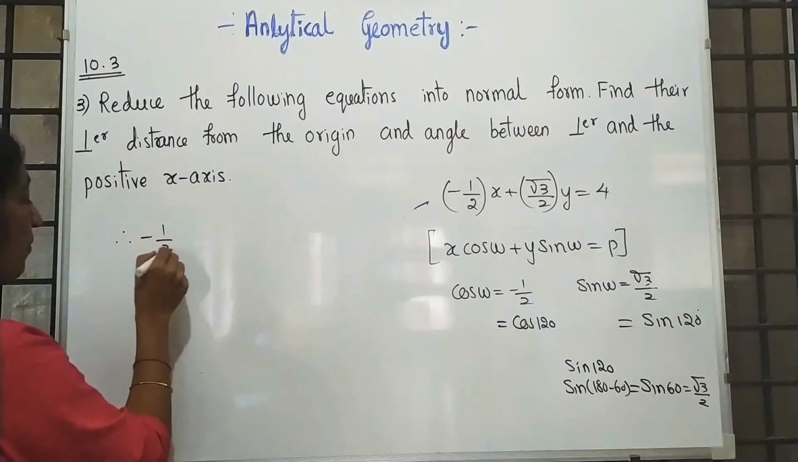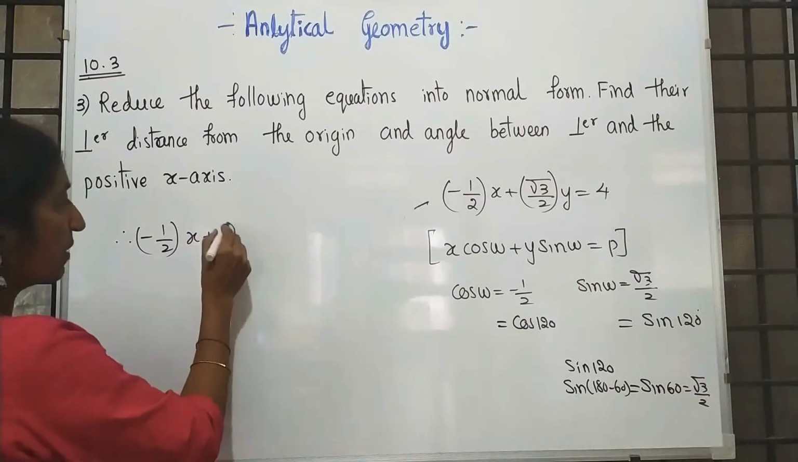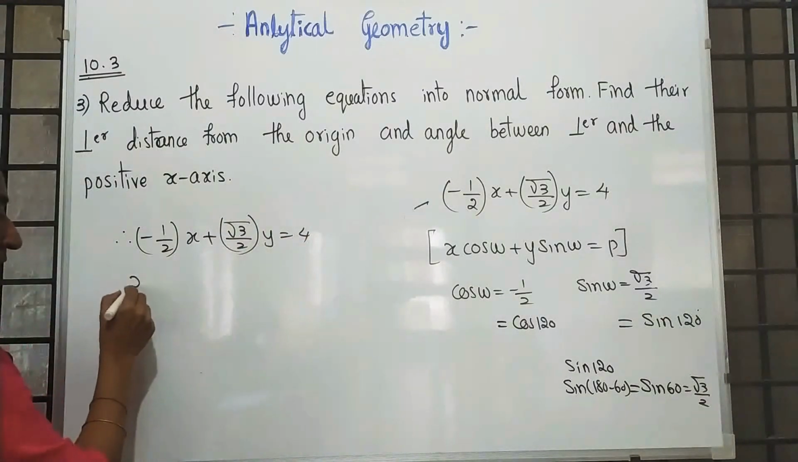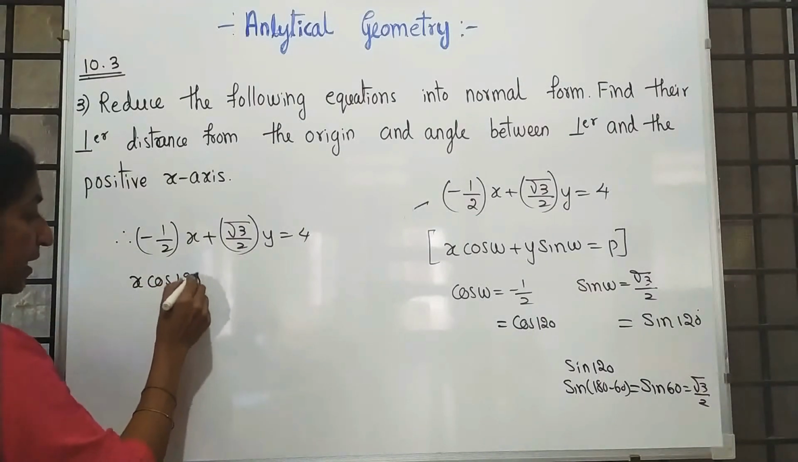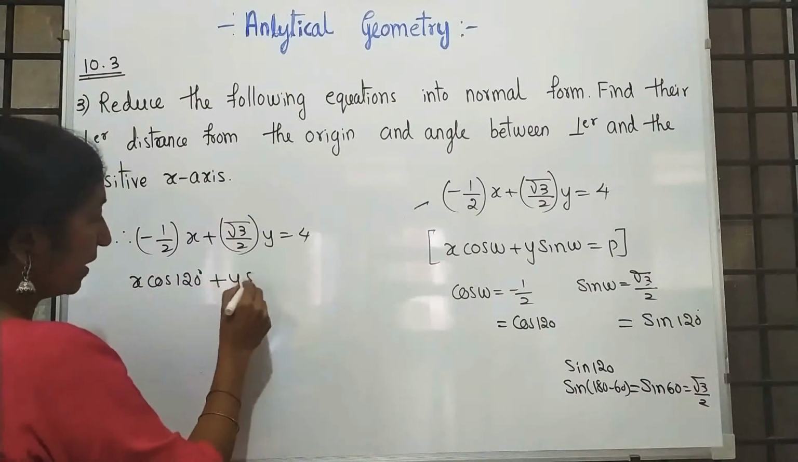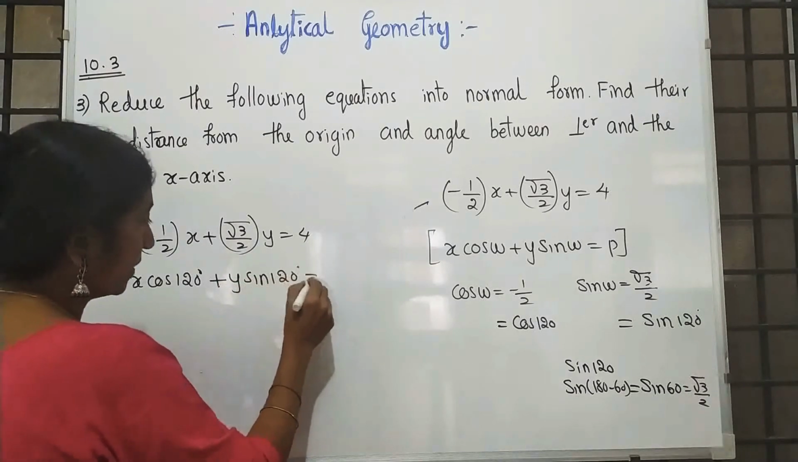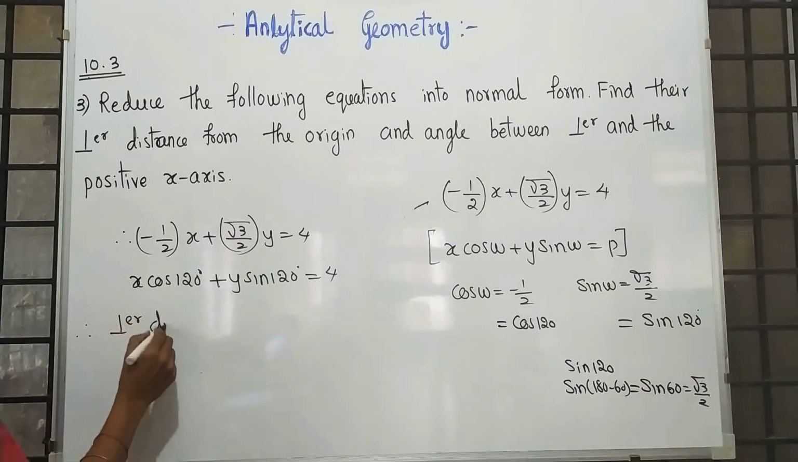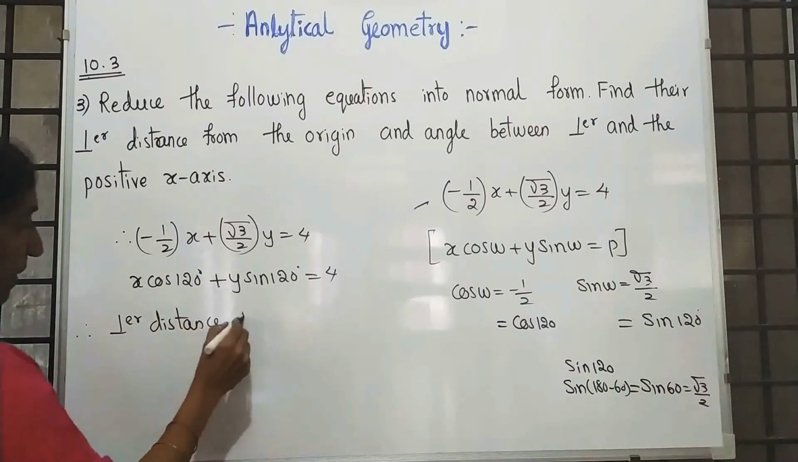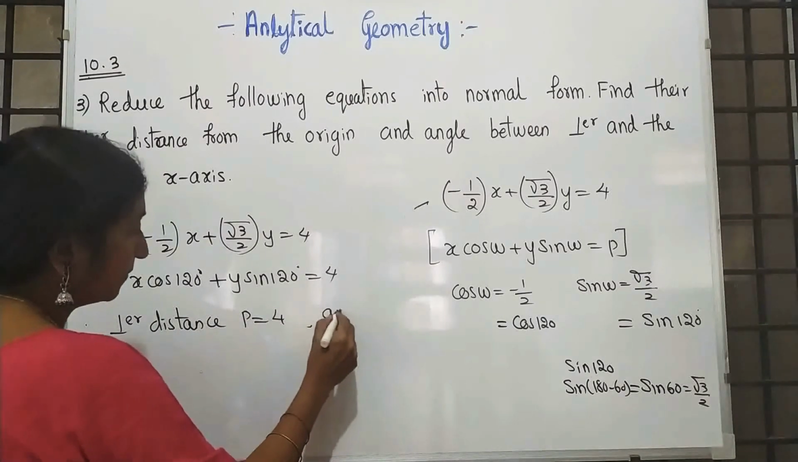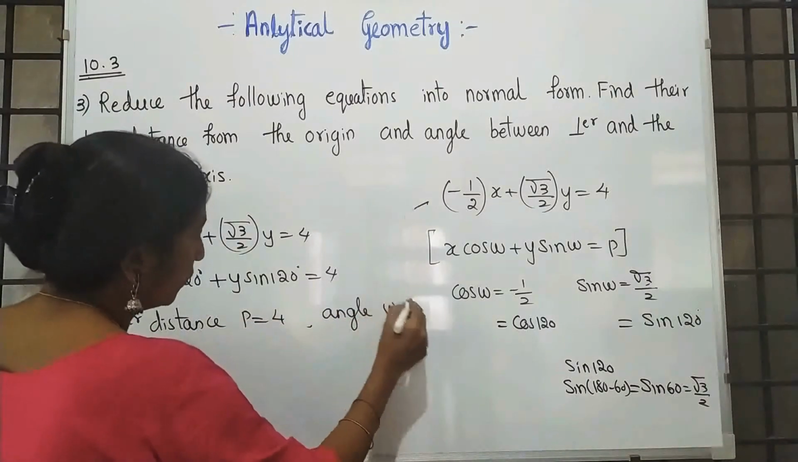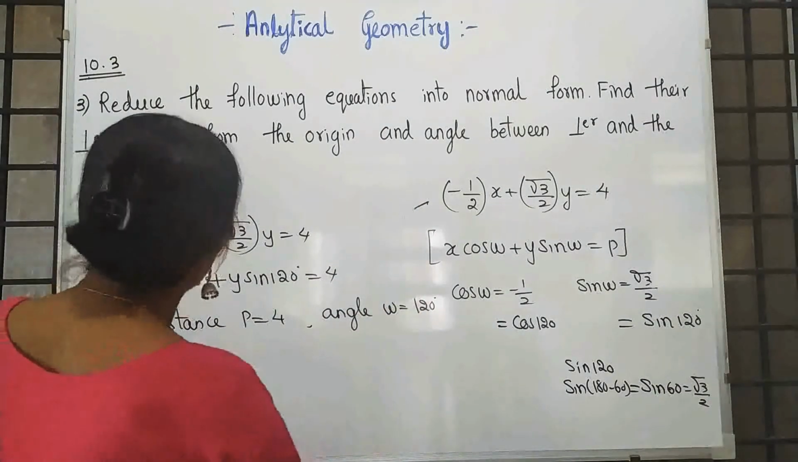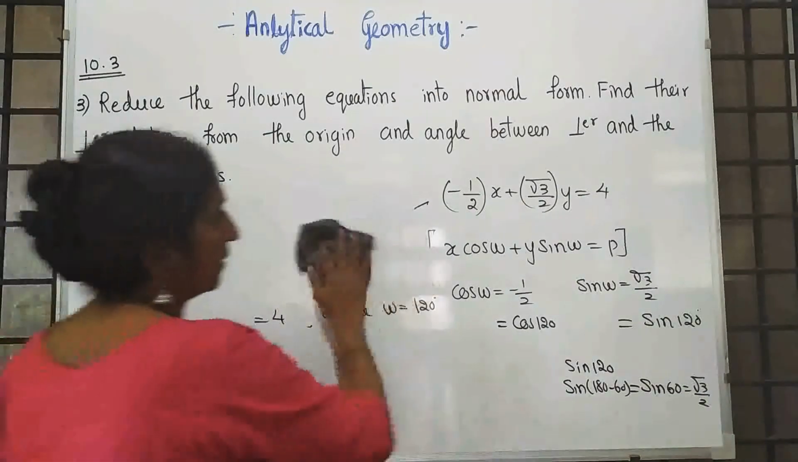Therefore, minus 1 by 2 into x plus root 3 by 2 into y is equal to 4 is written as x into cos 120 degree, I told you how you got that, plus y into sin 120 degree is equal to 4. Therefore, the perpendicular distance p is equal to 4 and the angle omega is 120 degree. See, is it very simple or what? Now moving to the next question, the second one in the same category.